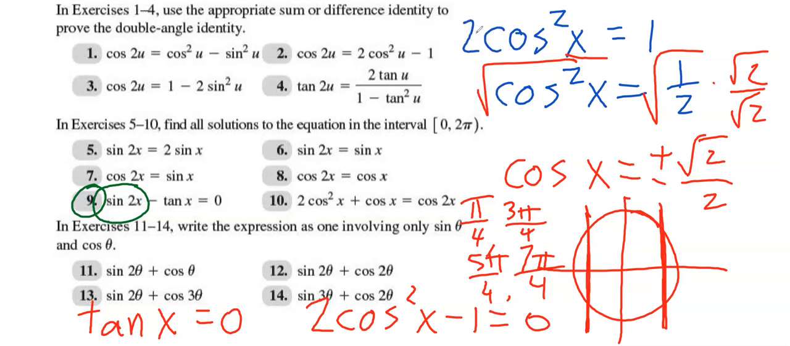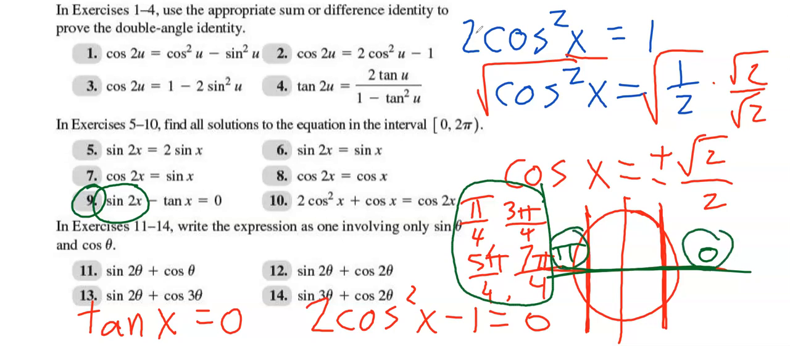Tangent x equals 0. Is that an x value, a y value, or a slope? Slope of 0. What do you got? 0 and pi. Yes. So those are my 6 answers: all those pi over 4s, pi, and 0. 6 different answers. That is a really cool question. I like that one. Talk about stretching their brains.